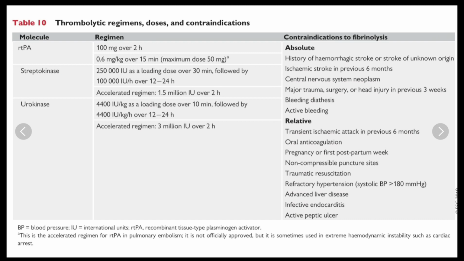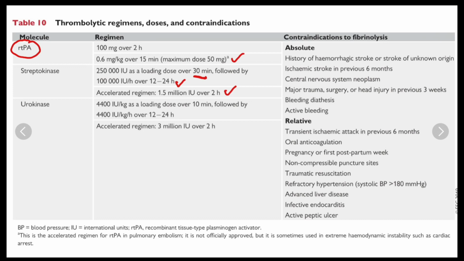So first is recombinant tissue type plasminogen activator (rtPA). They are telling we have to give 100 milligram over 2 hours, or 0.6 milligram per kg over 15 minutes, with a maximum dose of 50 milligram. Then what is the dose of streptokinase? They are telling 2.5 lakh international unit as a loading dose over 30 minutes, followed by 1 lakh international unit per hour over 12 to 24 hours. Another regimen is 1.5 million international unit over 2 hours.